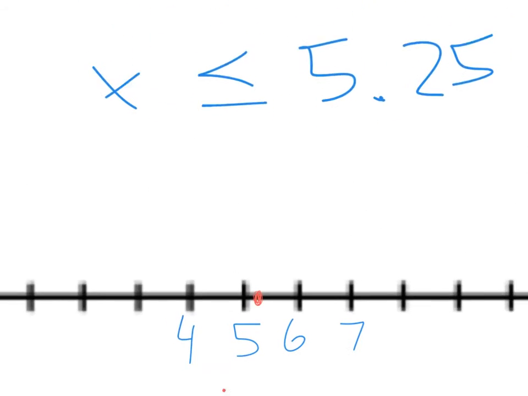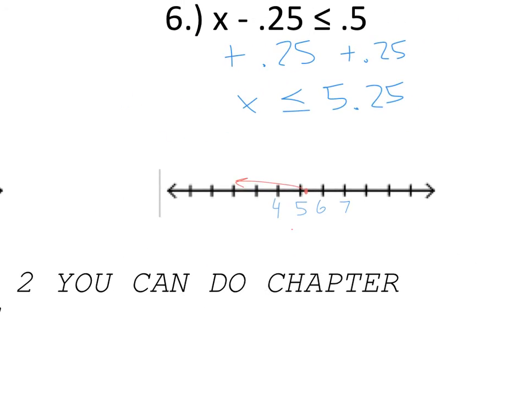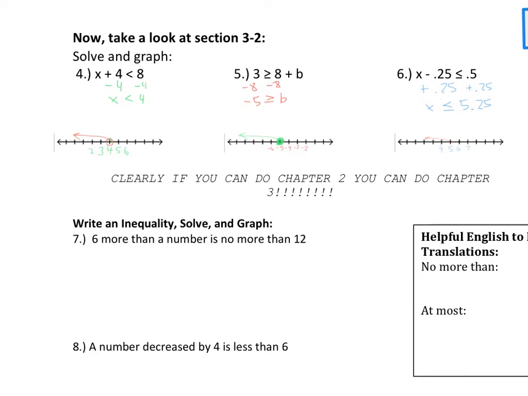Got to figure out which way the ray is going. Notice how x is less than. We'll look for numbers that are less than 5.25. So 4 is less than, so we're going to go toward 4. Okay? So basically, the only thing new here is the graphing. The solving part of it is super simple. Everything we did back in Chapter 2, and even earlier than that, you're just doing that again in Chapter 3. So let's get into what it's like to write these inequalities, then solve them, then graph them.